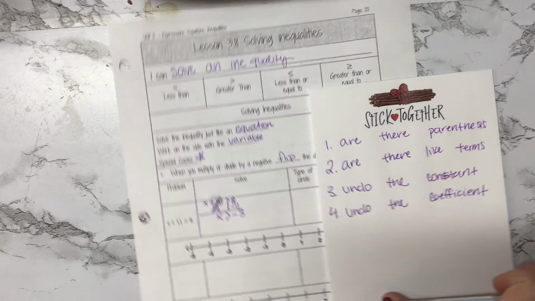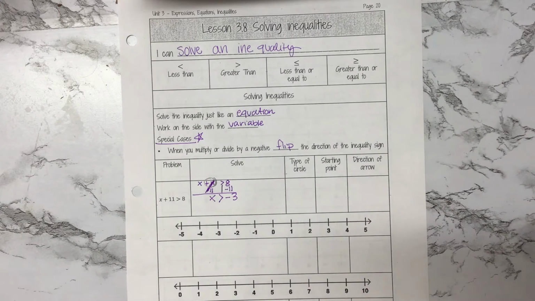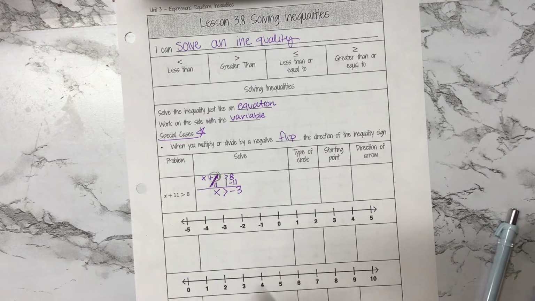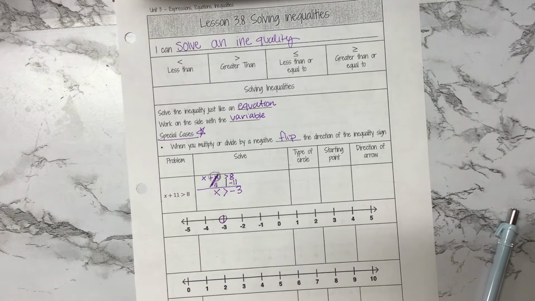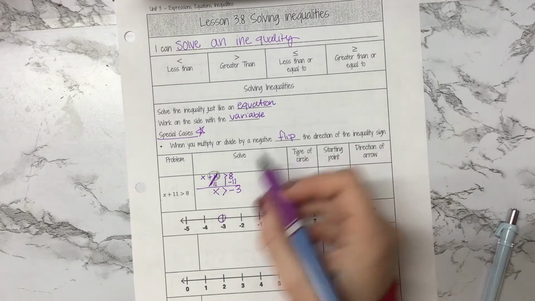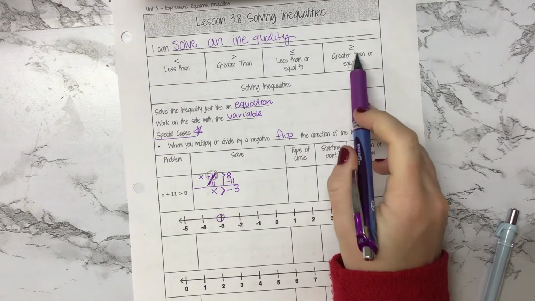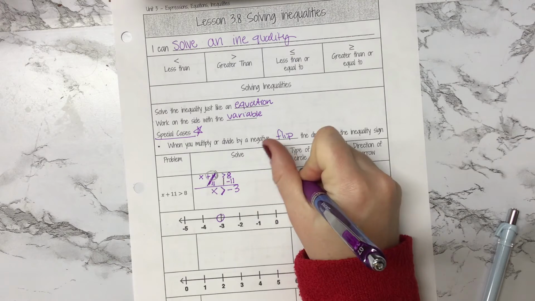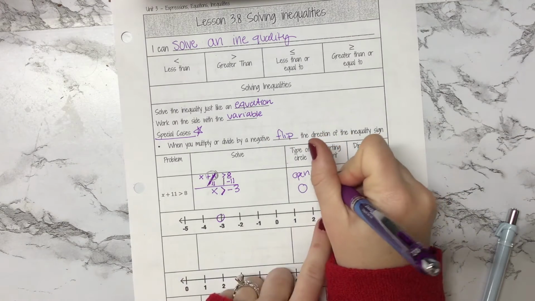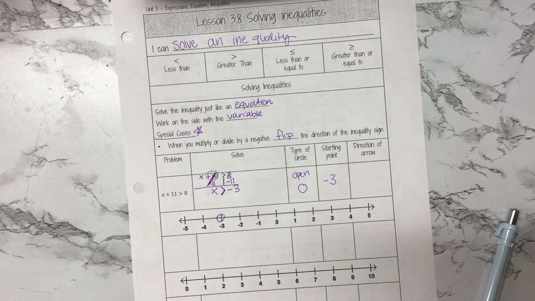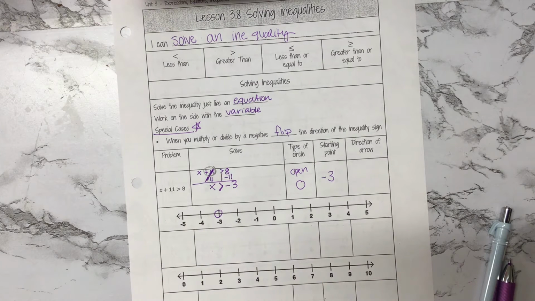Okay. All right, so now I'm ready to graph it. My circle is going to go on negative 3. And then it's a greater than symbol, which is an open circle. And we're going to start on negative 3. So I want to shade my arrow for any number that's greater than negative 3.